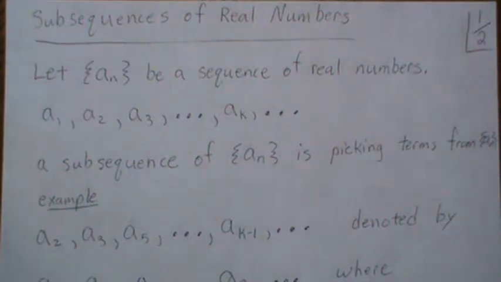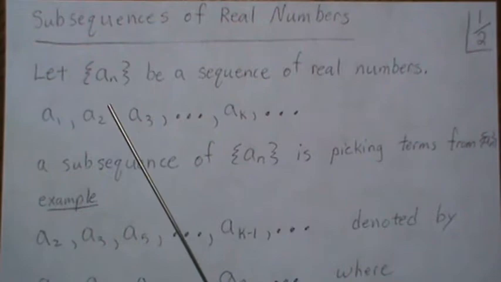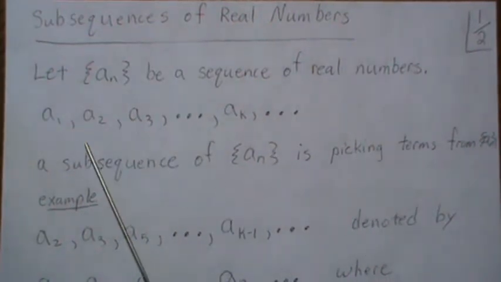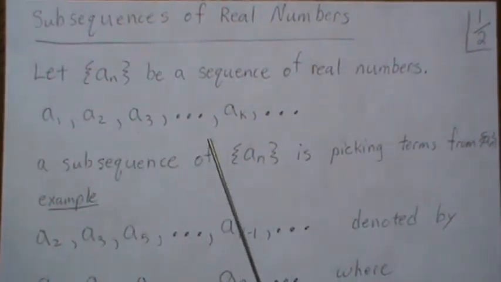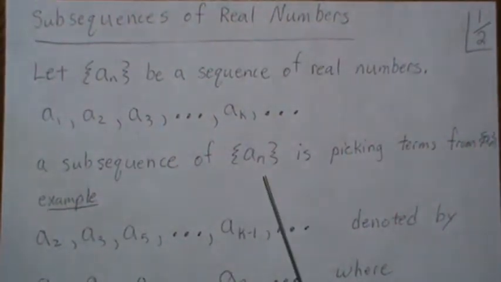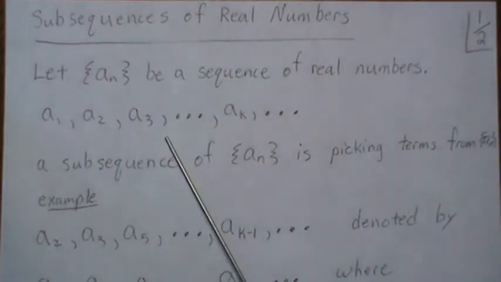Hello, in this video we're going to discuss subsequences of real numbers. But first let's define it. So let's let a_n be a sequence of real numbers. So that means a_1, a_2, a_3, a_4, and so on. Now a subsequence of a_n is just picking terms from the original sequence.